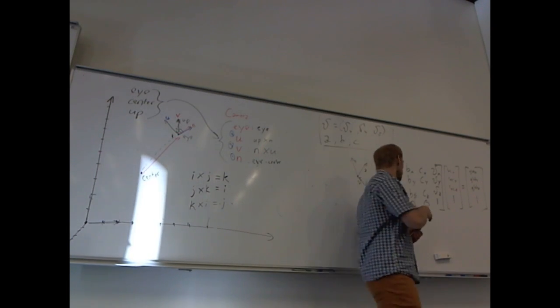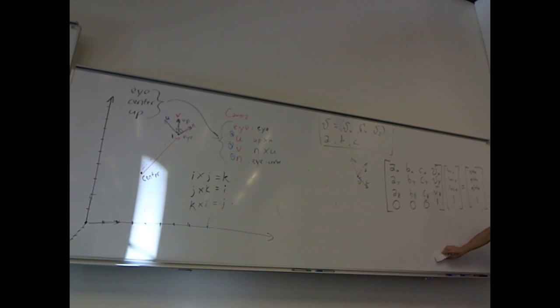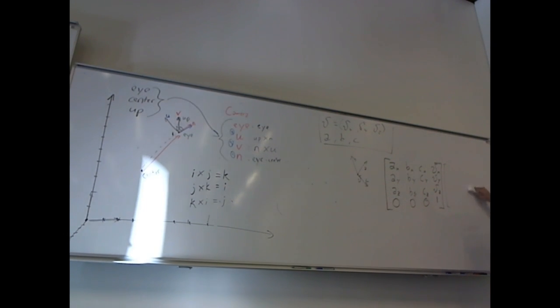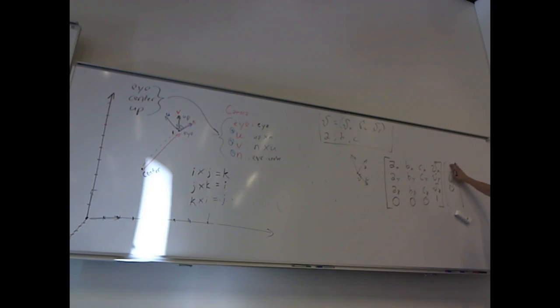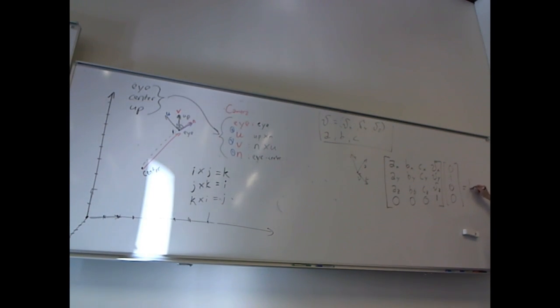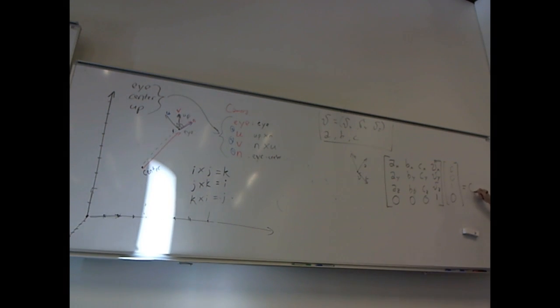So basically, by multiplying this with 0, 0, 0, what is this going to give me? The point of origin. It's just going to give me the point of origin. By multiplying this with 1, 0, 0, 0, it's going to give me the vector A. Same here, this is going to give me the vector B. This is going to give me the vector C. Are you getting my drift?